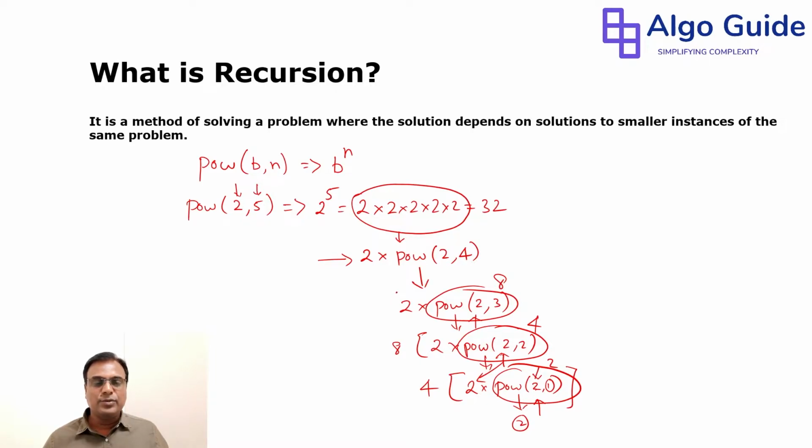So 2 is multiplied with 8, we get the value of 16. And 16 is returned at the place where it was called. So it was called here. So 16 is now multiplied with the value 2, we get the value as 32. And 32 is returned, which is the result of power with values 2 and 5.